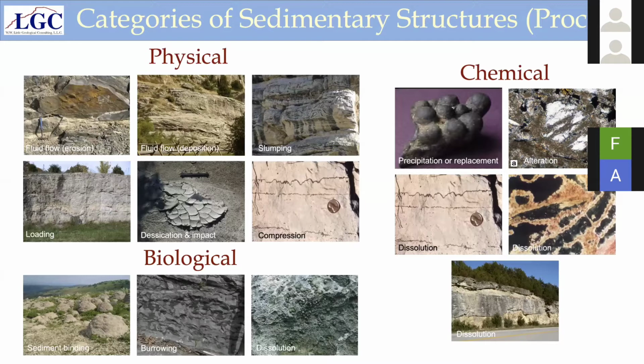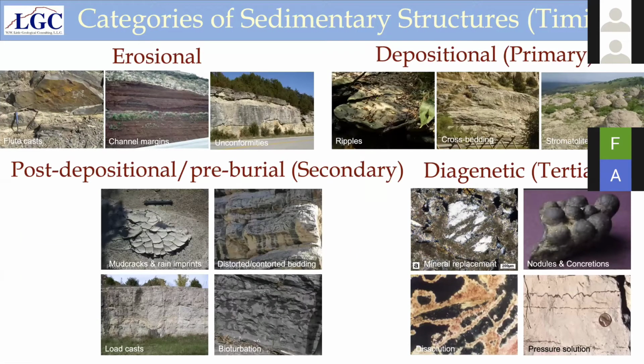Another manner in which we classify structures is based on timing. So we'll use terms such as primary, secondary, and tertiary. Before the structures are formed, often there will be some erosional features associated with them. The primary structures are the ones that form at the time that the sediment accumulates. So as the sediment is being deposited, we'll see cross-bedding, ripple marks. We can have stromatolites, that is, biological processes that are accumulating sediment. Those are the primary features.